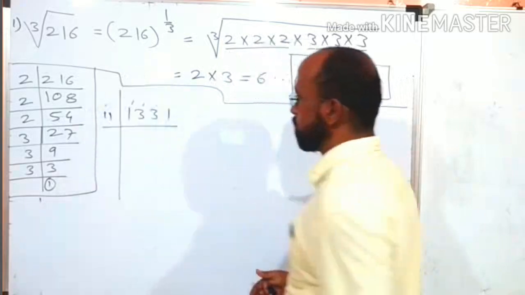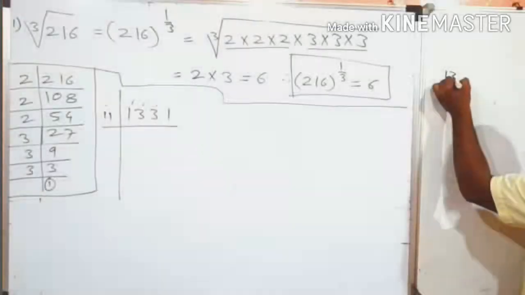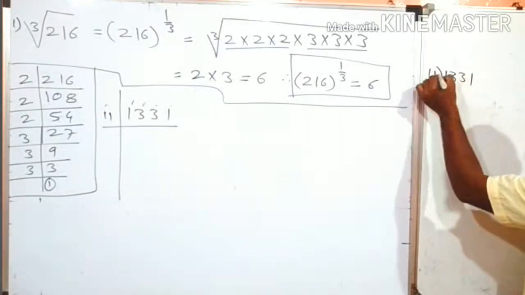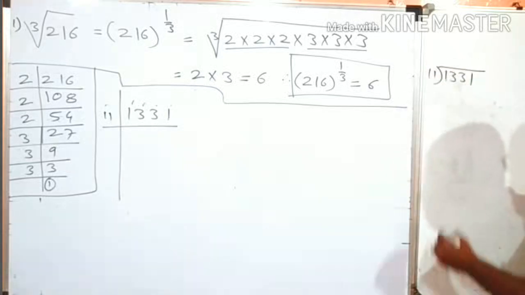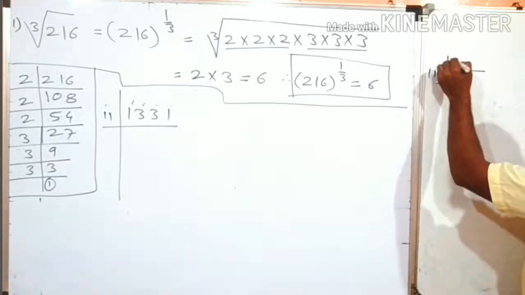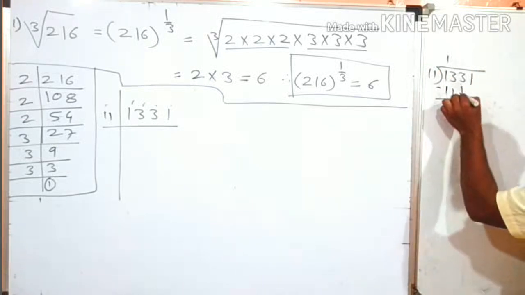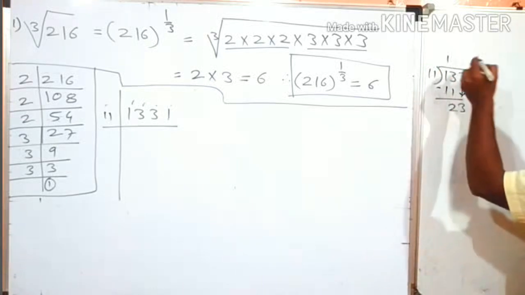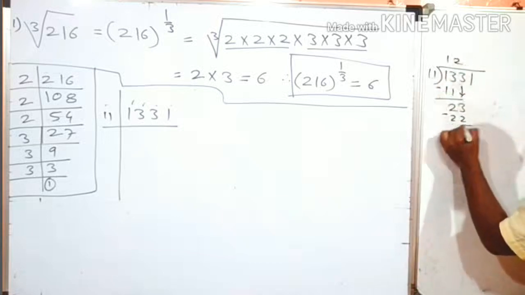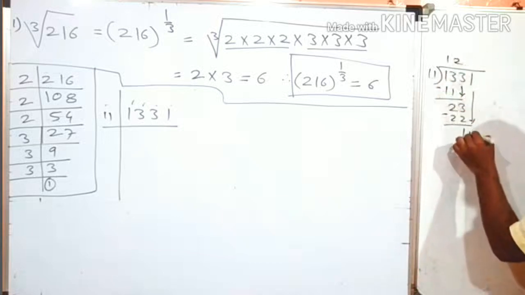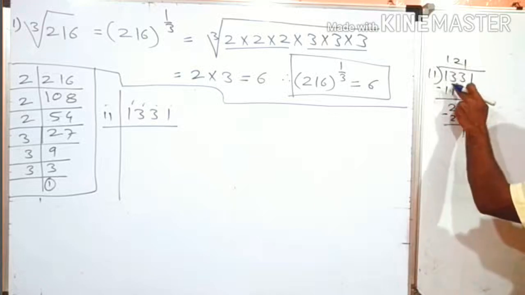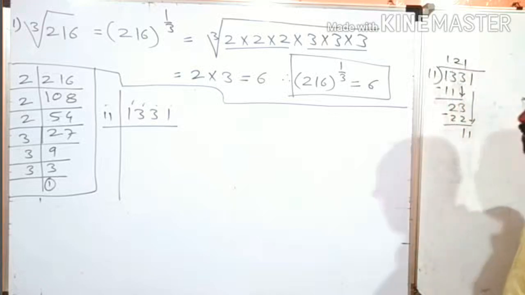1331 divided by 11. 13 is divisible by 11. So 11 1s are 11, 2 is the remainder. Bring down this 3. 11 2s are 22, minus 22, 1 is the remainder, 11 1s are 11. So 1331 divided by 11, answer is 121.